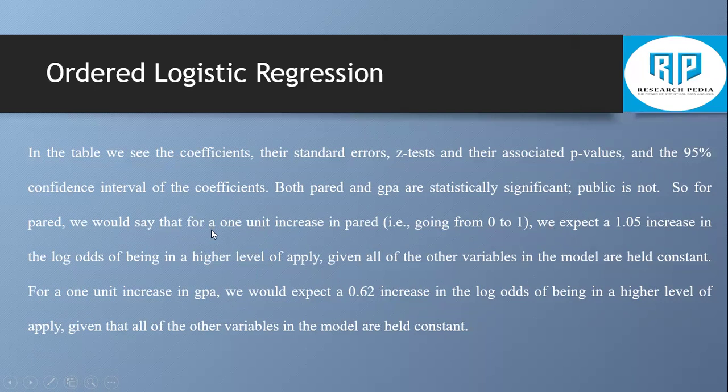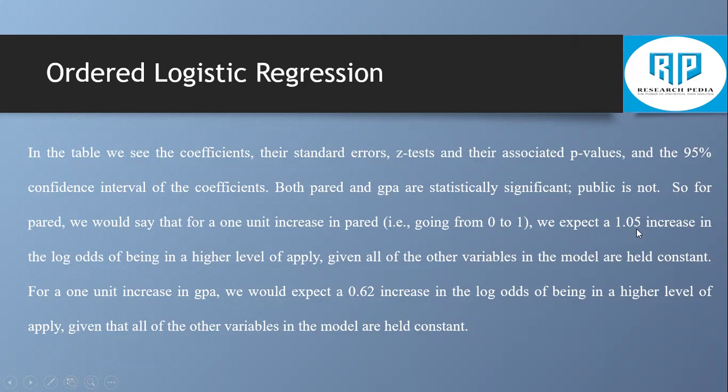We can interpret it again. A 1 unit increase in parent education, which is going from 0 to 1. 0 means that both of the parents are not graduates, while 1 means that at least one of the parents is educated. So when we increase 1 unit from 0 to 1 in parent education, we expect a 1.05 increase in the log odds. That is the specific wording that you are going to use with this particular type of estimation.